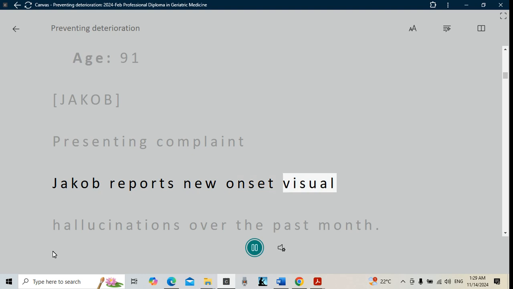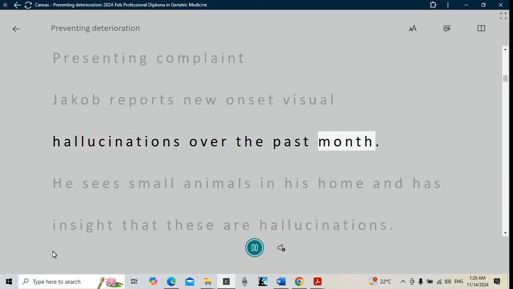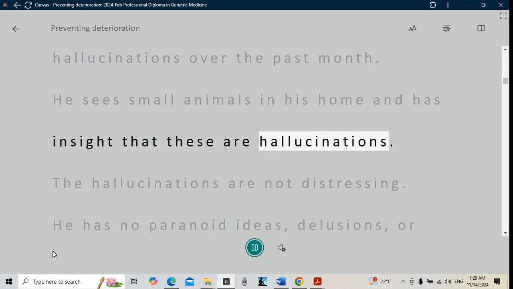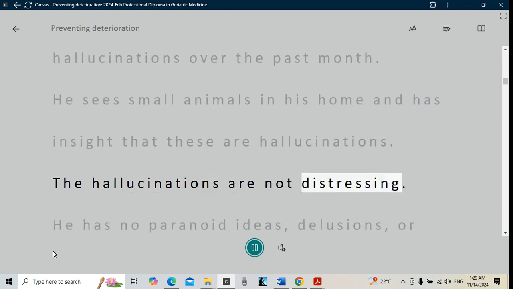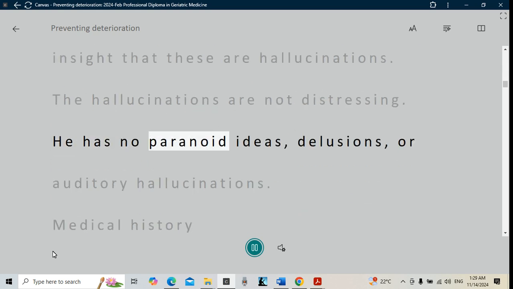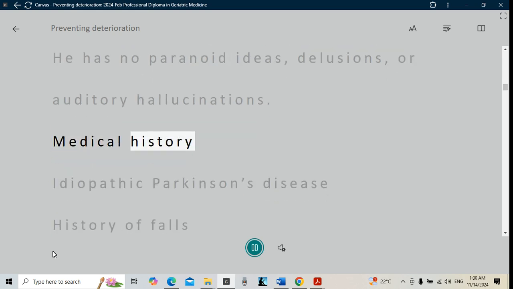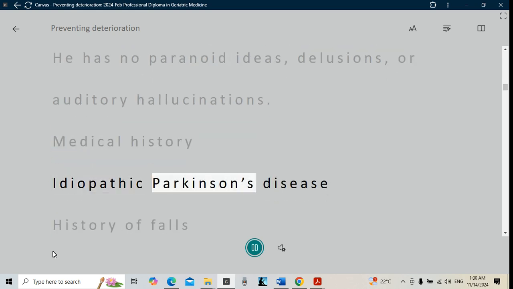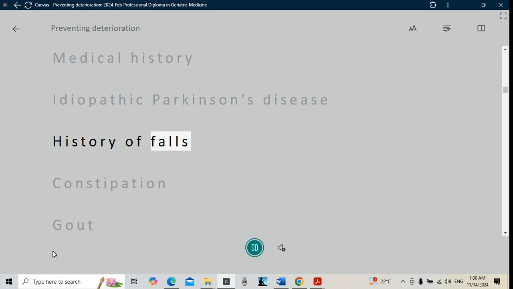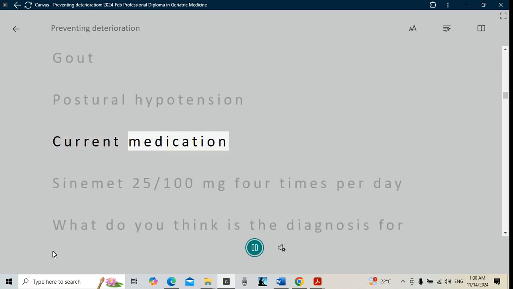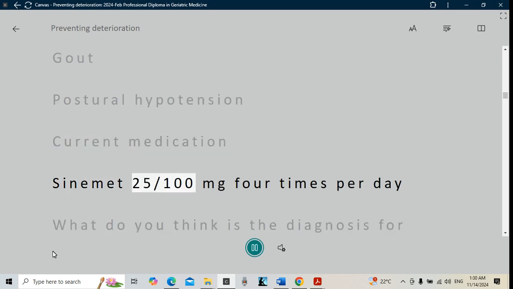Presenting complaint. Jacob reports new onset visual hallucinations over the past month. He sees small animals in his home and has insight that these are hallucinations. The hallucinations are not distressing. He has no paranoid ideas, delusions, or auditory hallucinations. Medical history. Idiopathic Parkinson's disease. History of falls. Constipation. Gout. Postural hypotension. Current medication. Sinemet 25/100 mg 4 times per day.